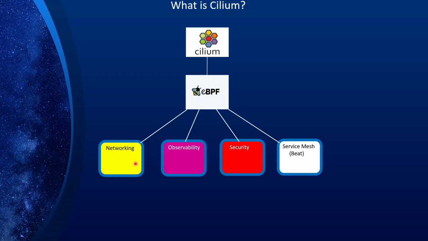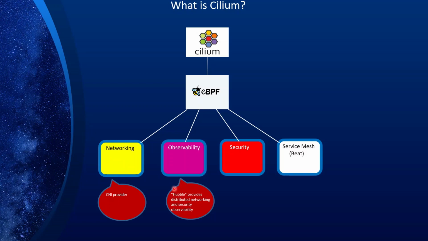So let's go through those boxes or features one at a time. Networking is really a CNI provider. So at its core, Cilium provides CNI capabilities for Kubernetes. To remind you, the CNI providers provide pod networking for Kubernetes. It also provides observability or tracing.